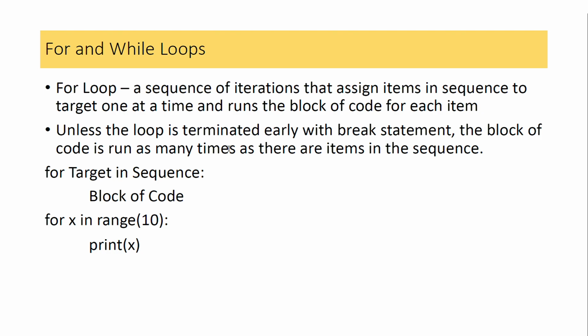For and while loops. A for loop is a sequence iteration that assigns items in a sequence to the target one at a time and runs the block of code for each item, unless the loop is terminated early with a break statement. The block of code is run as many times as there are items in the sequence. So the target in the sequence is like a block of code. For x in range of 10, you can print x, which prints the range of 10.